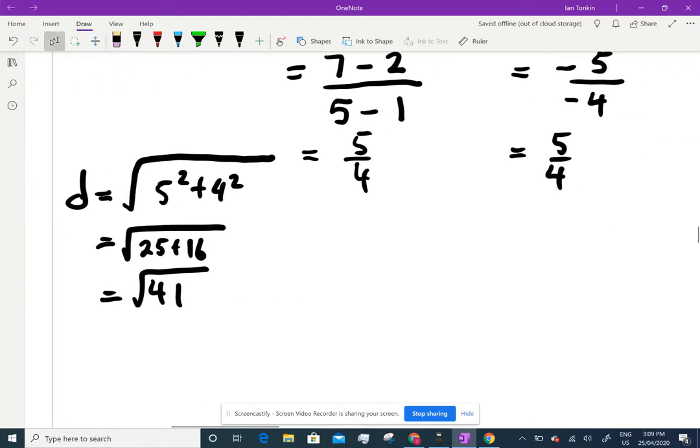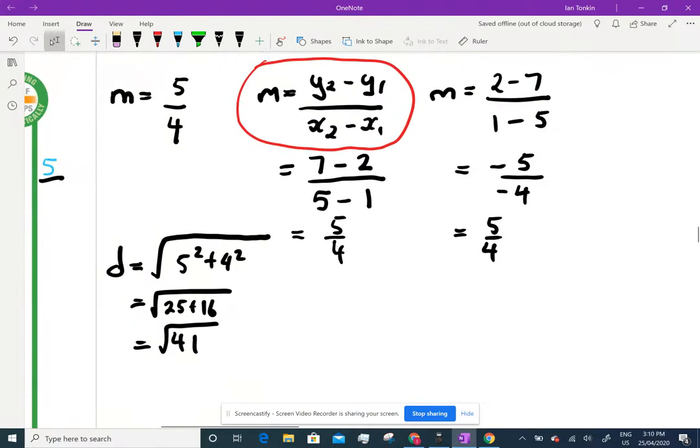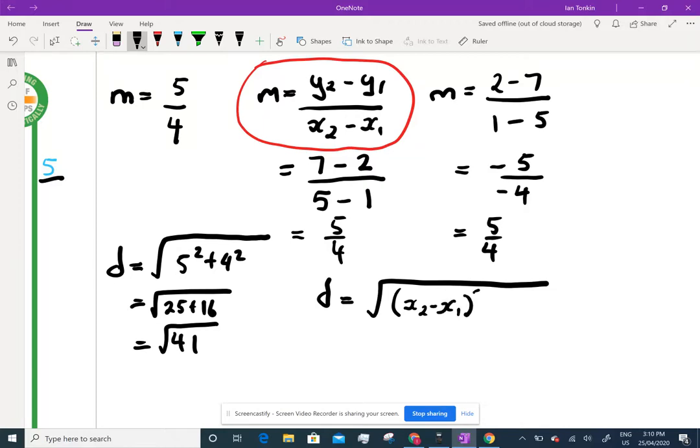But let's now do it using the formula. Imagine I hadn't drawn it. Well, how did I find it? So the distance equals the square root of the vertical distance. It doesn't matter which order. So I'd like to keep my x's first. So we'll do the horizontal distance, x2 minus x1, squared, plus the vertical distance, y2 minus y1, squared.